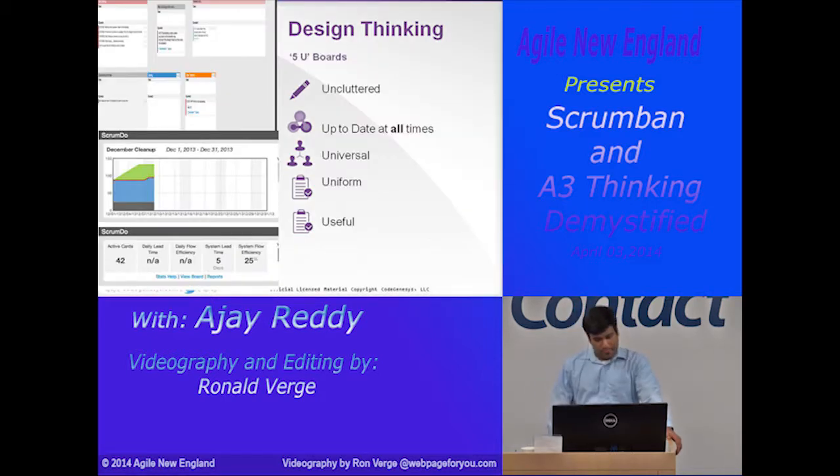Electronic tools. So in terms of design thinking, make sure it has some characteristics. Make sure it's uncluttered. It's up to date at all times. So if you're using an electronic tool, pick a tool that has live updates, because you really don't want to have to depend on someone's browser refresh to get up-to-date information. Make sure it's universal. By that I mean it's accessible and so on. It's uniform.